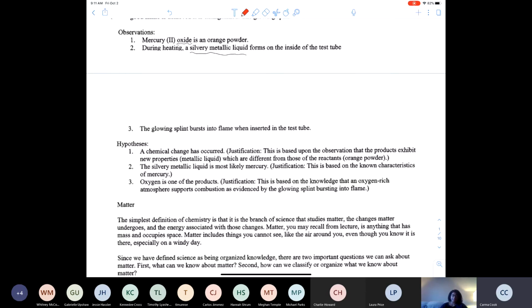So what are some things based on these observations? What are some hypotheses that you can make? Well, you can hypothesize that you just witnessed a chemical change, and then you can justify that based on you got some new products. You started out with an orange substance and you ended up with something that looked totally different. So that lets you know that the chemical identity of the starting material has changed and you have produced a new product.